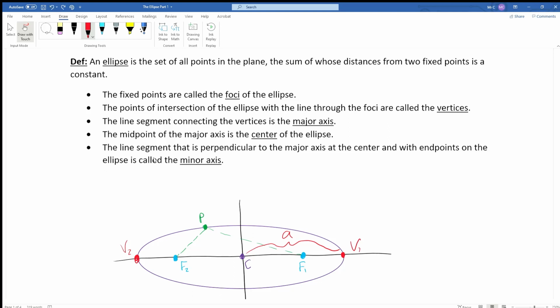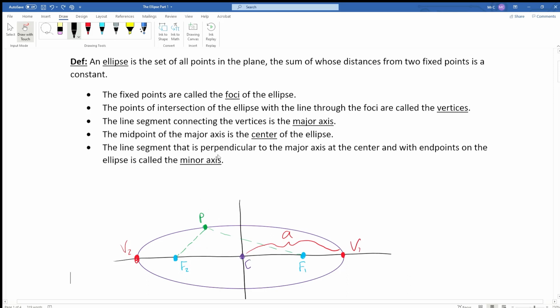Alright, so let's take a look at the rest of our terms. The points of intersection of the ellipse with the line through the foci are called the vertices. So that's here, V1 and V2. The line segment connecting the vertices is the major axis. So that's the line from V1 to V2 is called the major axis. And the midpoint of the major axis is the center of the ellipse. So that's right here at C.